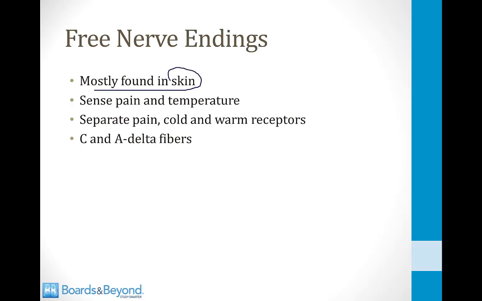They sense pain and temperature. There are separate free nerve endings for pain, cold, and warmth with different receptors, and these signals are carried to the brain by C and A delta fibers.